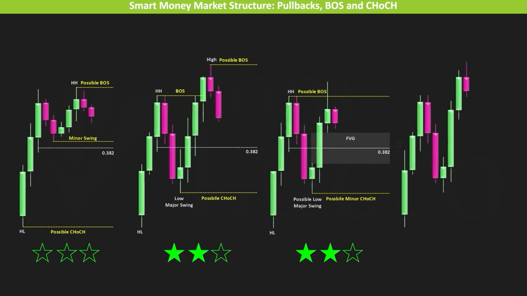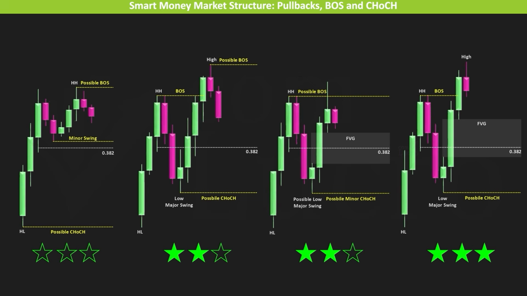In the next example, we see an imbalance and a valid retracement to 38.2% or more, but there is no confirmed break of structure. This is also treated as a 2-star pullback because one of the core conditions is missing. In the final example, all 3 conditions are present. The swing created an imbalance, broke structure, and showed a proper retracement. This is what we classify as a 3-star pullback, the highest quality pullback in the ComLucro framework.